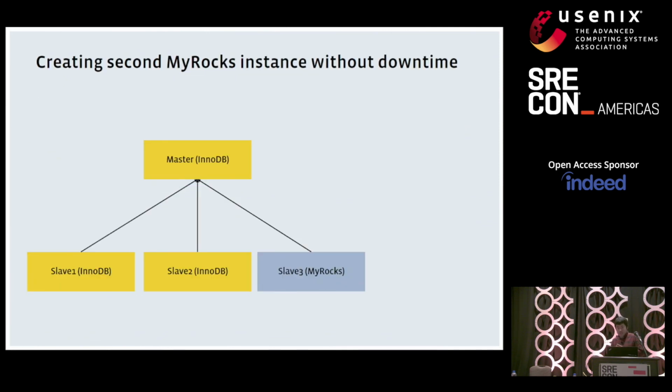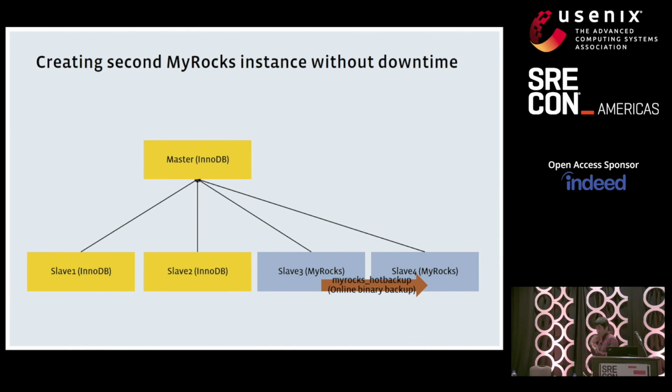The second step was creating a second MyRocks instance without downtime. After creating the first MyRocks instance, there was an InnoDB master, several InnoDB slaves, and one MyRocks slave. Creating a second MyRocks instance was easier than the first step, because we can do an online copy. You don't have to do a logical dump and load, just copy the binary data to the second instance. So we created a tool called MyRocks Hot Backup, an online backup tool, which is also open source, to copy data from one MyRocks instance to another.